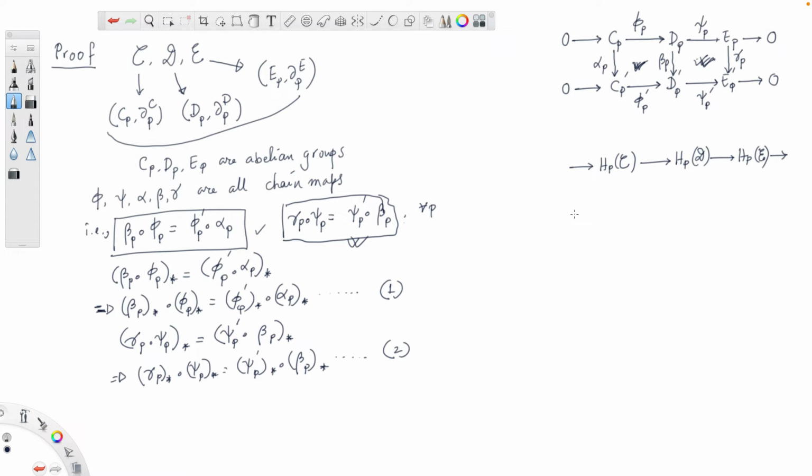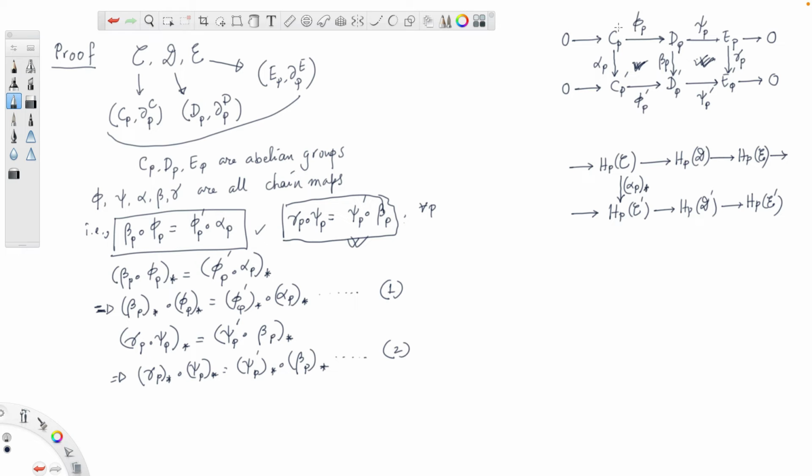And at the bottom we have HP of C prime, and then HP of C prime to HP of D prime, and then from HP of D prime to HP of E prime. Okay, and at the level of homology we have this induced homomorphism given by alpha p star.